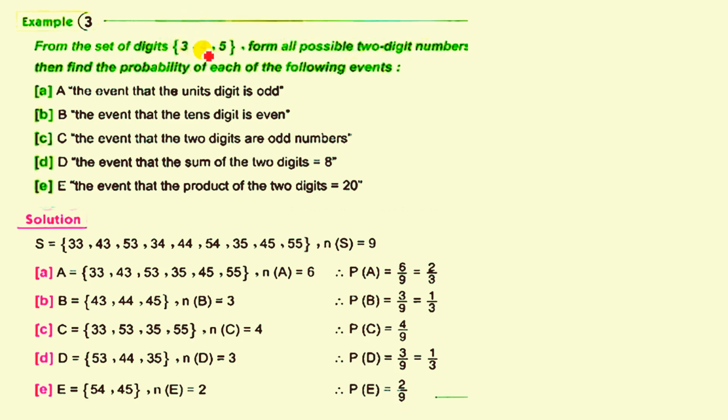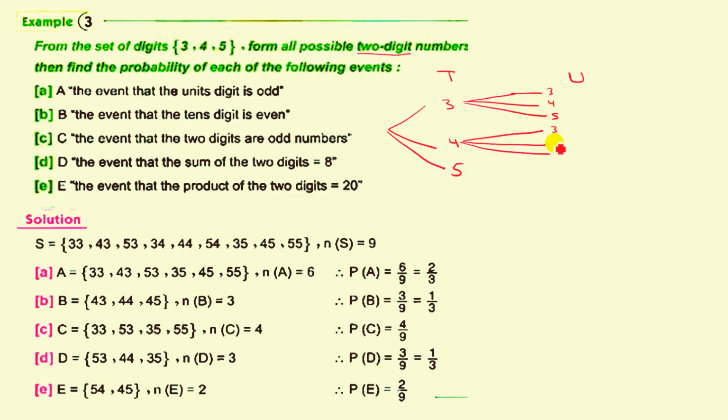From the set of digits 3, 4, 5, form all possible two-digit numbers. We took this in the sample space lesson. The numbers that consist of two digits have a tens and a units. The tens here is 3, 4 or 5. We will use a tree diagram. The tens is 3, the units maybe 3, 4 or 5. Here the tens is 4, the units 3, 4 or 5. The tens is 5, the units 3, 4 or 5. These are all the two-digit numbers we can form from these.